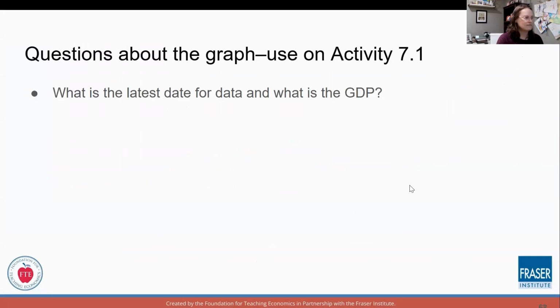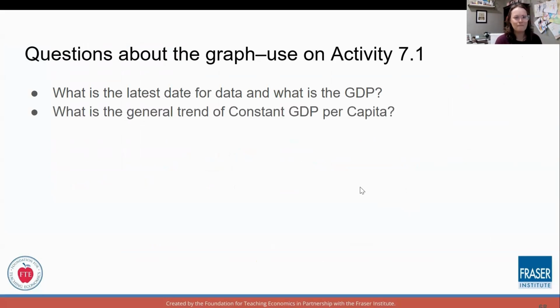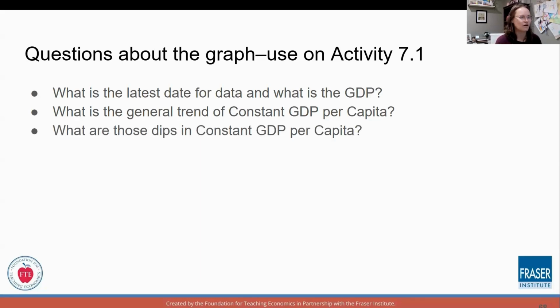So latest data, David put quarter 4, 2024, right? Remember, data's always lagged. Why don't we have quarter 1 for 2025? Not quite there yet. We're still living quarter 1. What is the general trend of constant GDP per capita? We talked about that a little bit, that it's generally increasing over time. And then those dips are recessions.